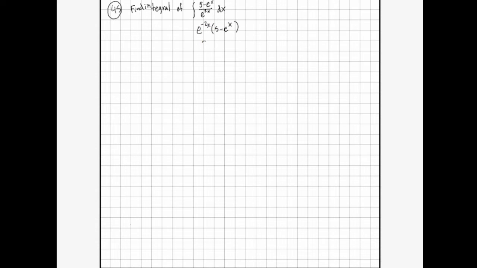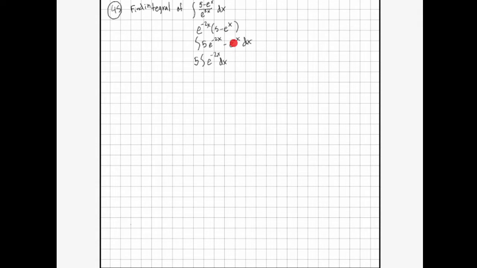So then I go 5 times e to the negative 2x minus e, and these exponents add together, so x plus negative 2x is negative x, alright, dx. And then what I do is I take these separately, so this right here is a constant, so this can get out, so it's 5 then e to the negative 2x dx.